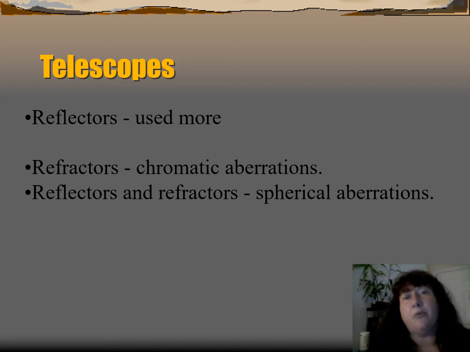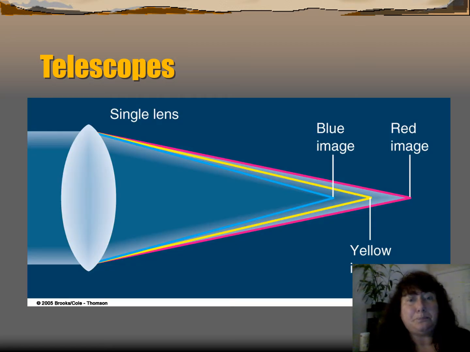So chromatic aberrations are where the light enters and it breaks up into its colors, and those colors do not come to the same place as a focus. For spherical aberrations, it's actually the actual shape of the lens or mirror causes problems in where the image is formed. Okay, so here you can see a picture which shows an example of what we call chromatic aberrations.